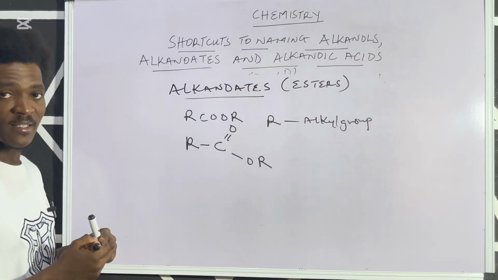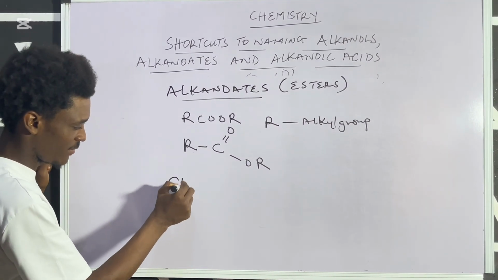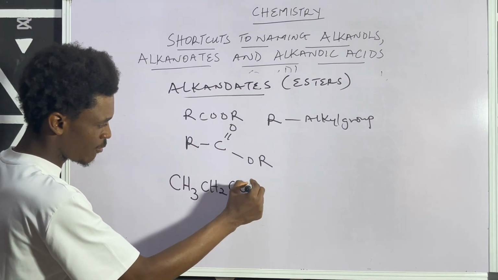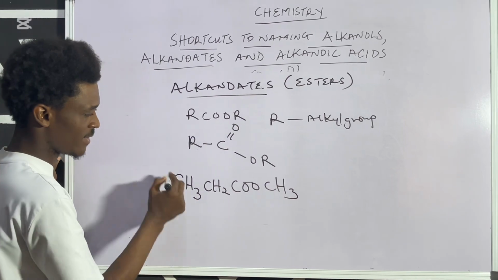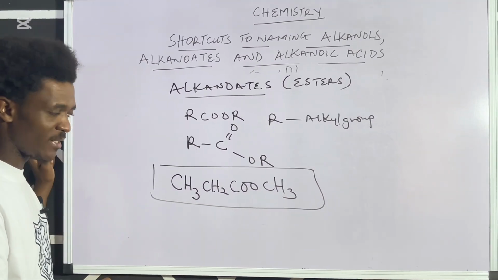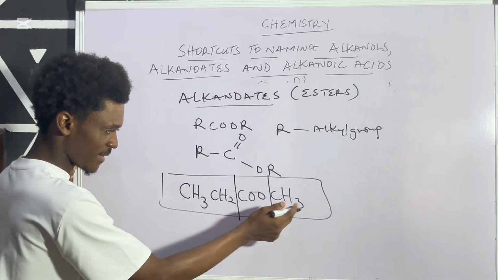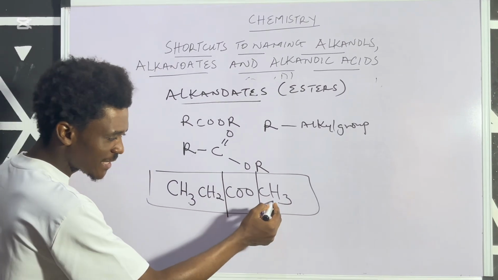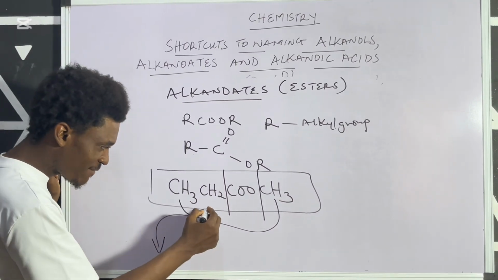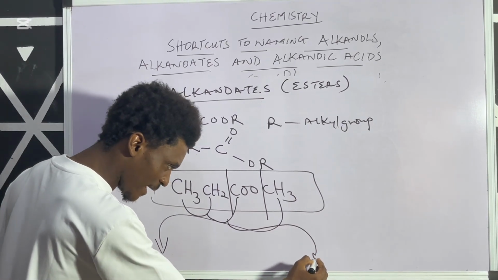That's for the esters. So how would you go about naming the esters? Let's say we are given CH3, then CH2, then COO, then CH3. This is an example of an ester. Now you are told to name this. How would you go about it? All you simply do is split this into three parts and name the last alkyl group first, and name the first alkyl group together with the carbon atom of the functional group last.